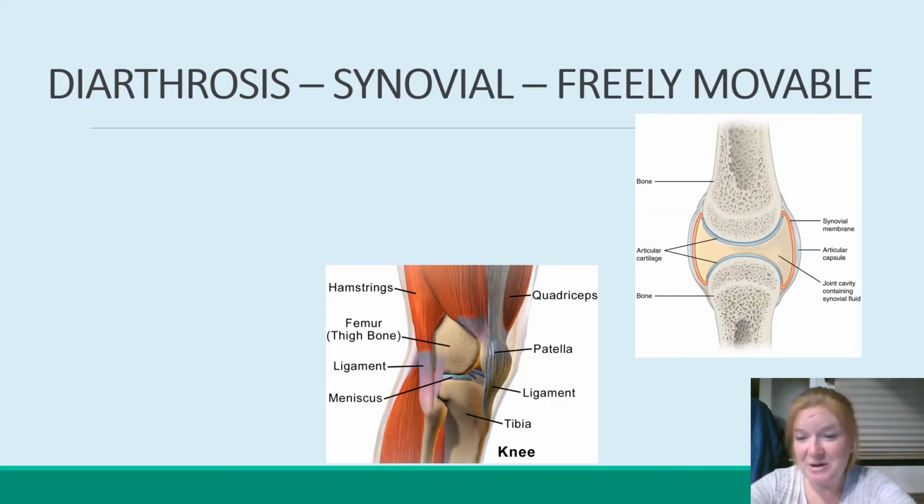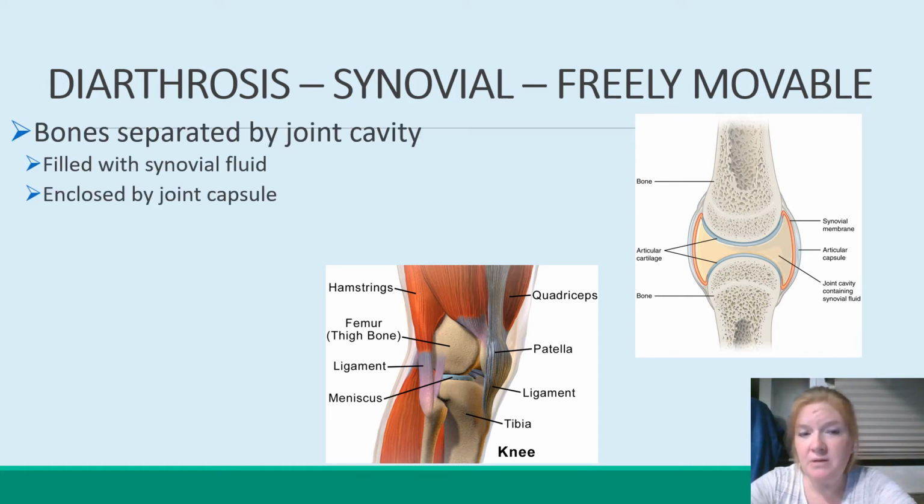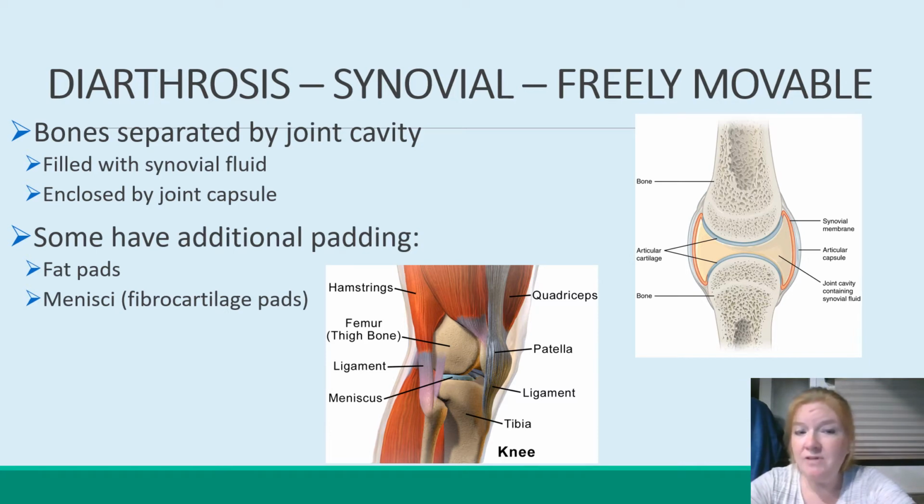And then diarthrosis, synovial, or freely movable, again, interchangeable terms. The bones are separated by a joint cavity, so they may be further apart here. It's filled with synovial fluid and enclosed by a joint capsule, which might be some fibrous tissue on the outside to give it durability. Some have additional padding, so fat pads or menisci, which are fibrocartilage pads, to give it some extra padding depending on where the joint is located.